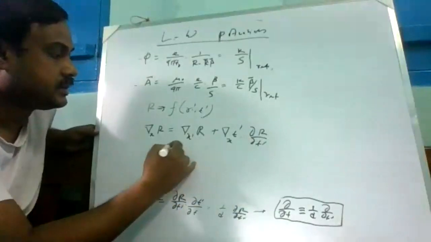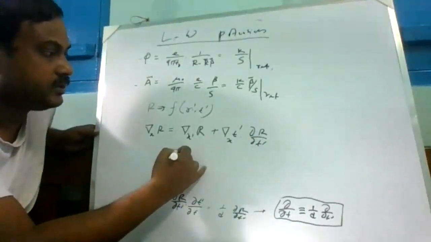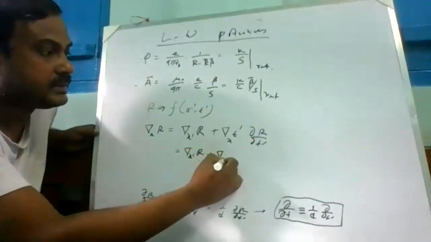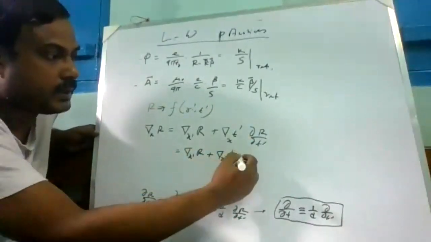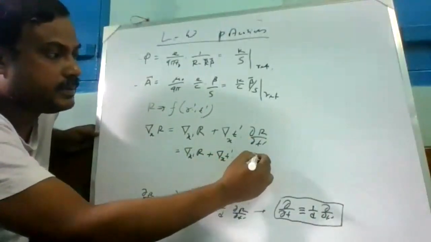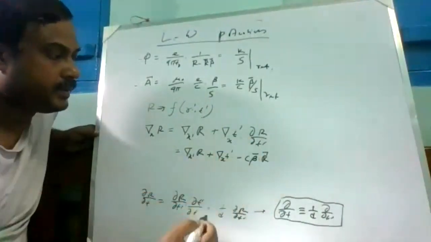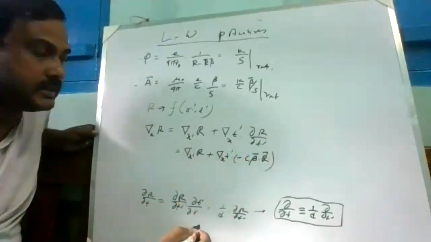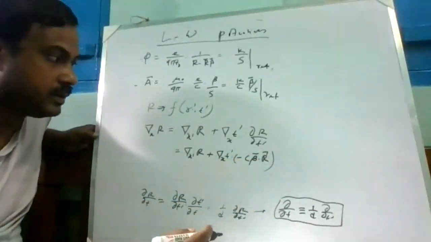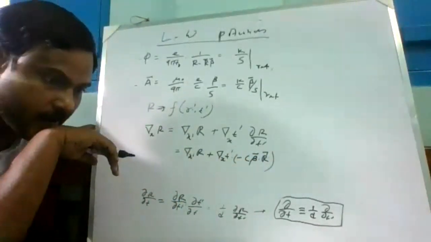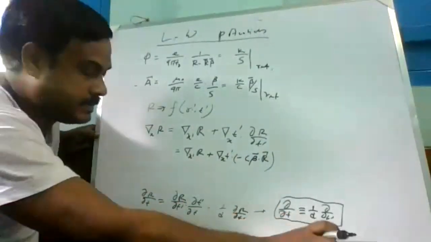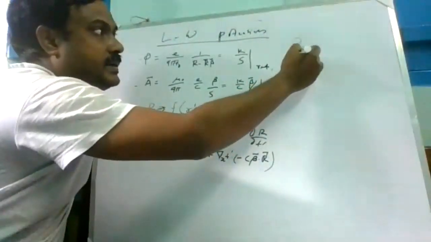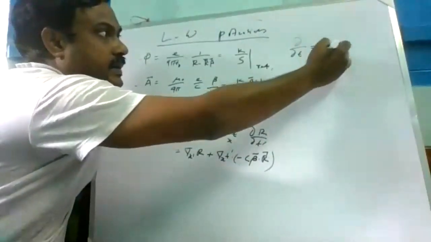Now we know this. So del X R will be equal to del X dash R plus del X T dash, which is known, minus C beta dot R cap, times del T dash.